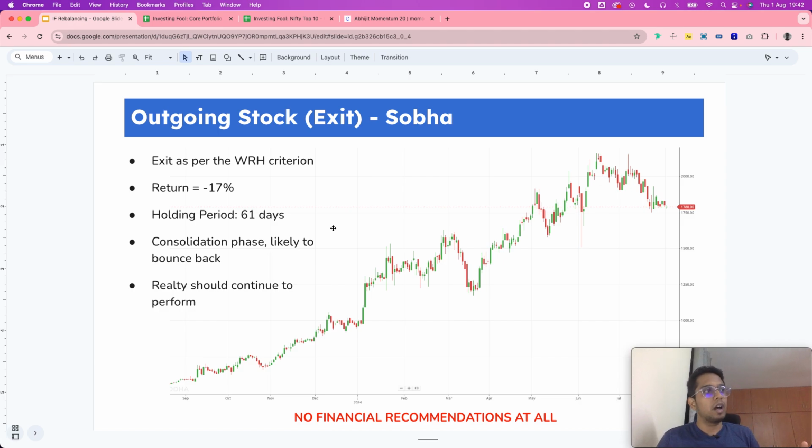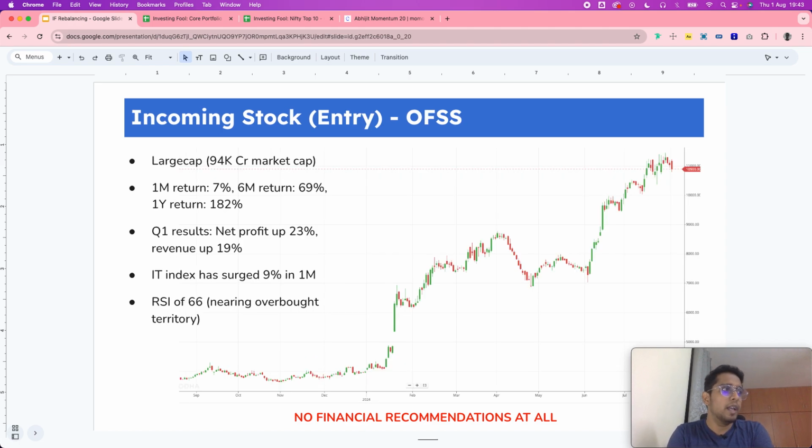For now, we have our system as per the WRH, which is the worst rank held criterion. Because it has dropped beyond 50, we have to stick to our system, and we have exited Shobha. Even though personally, I feel a little bit of conviction that this stock might come back hard and continue to perform. Okay, now the incoming stock is OFSS, as we discussed, a large cap stock with a 94,000 market cap.